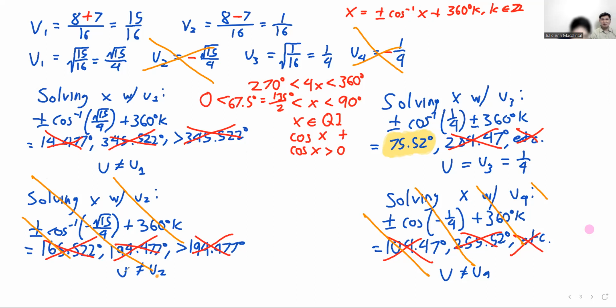Those candidates are square root of 15/4 and 1/4. In the previous video, we already disproved how square root of 15/4 could be cosine x, because none of its values are in the acceptable range, 67.5 degrees is less than x, which is less than 90 degrees. But u3 does have a value in it. So cosine x is actually u3, which is 1/4. So cosine x is equal to 1/4.